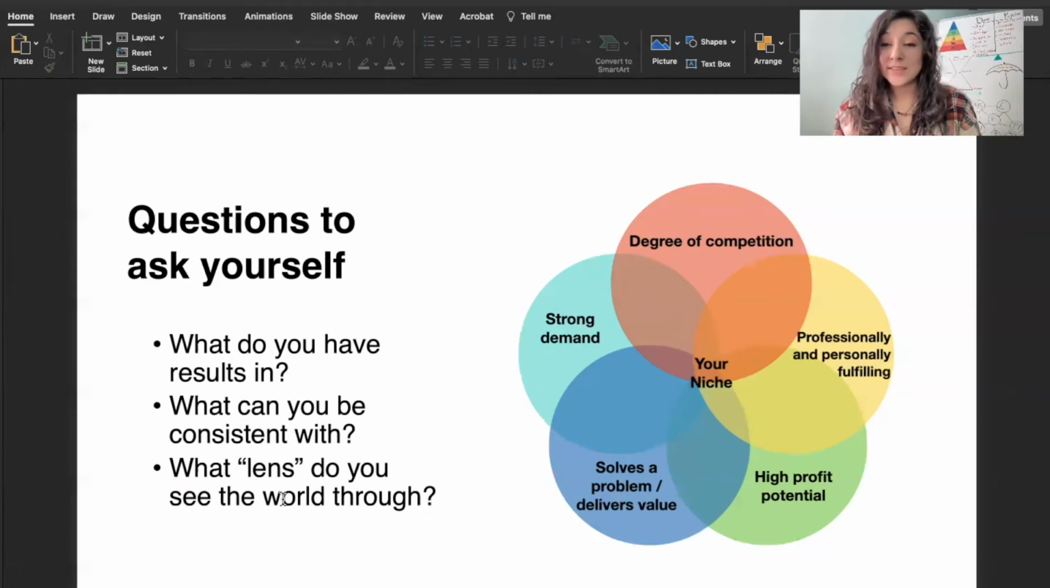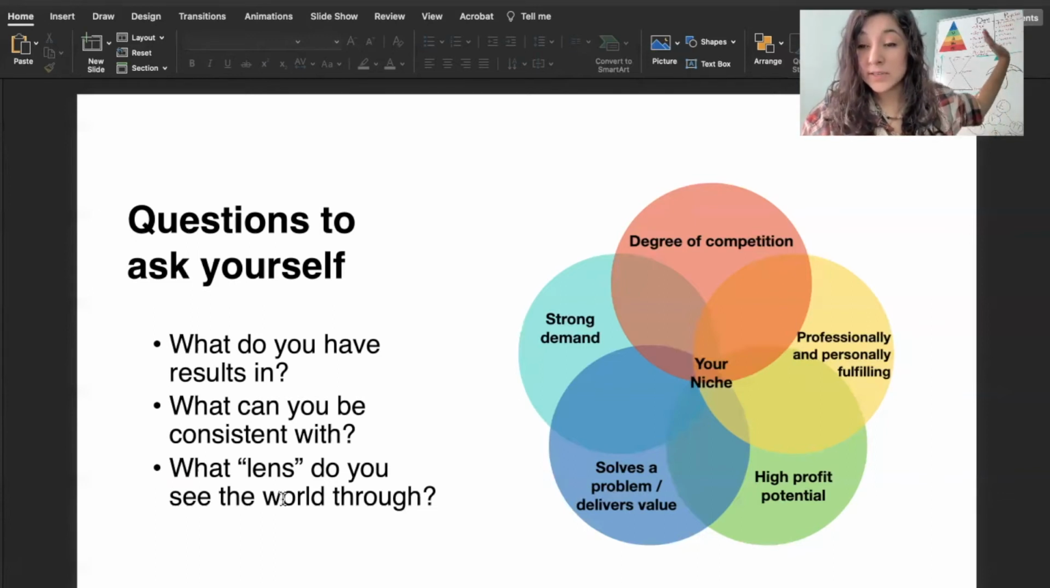Next, what lens do you see the world through? Now, what do I mean by this? For example, there are people who see the world through the lens of science. There are people who see the world through the lens of finance. What else? There are people who see the world through the lens of spirituality. And that's really important to assess because especially if the people who you want to serve are focused on a specific psychographic, then you want to reach people who see the world through a similar lens so that you can start building that authentic audience.